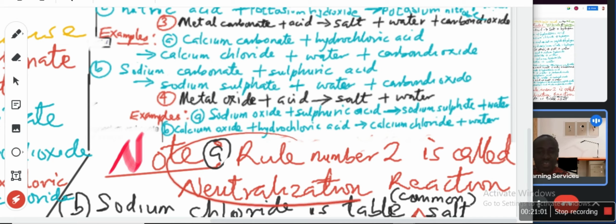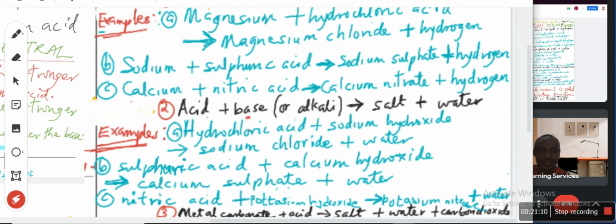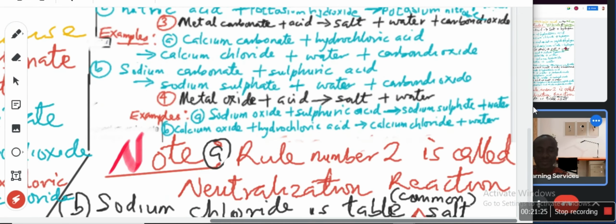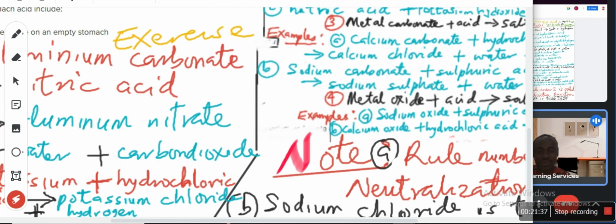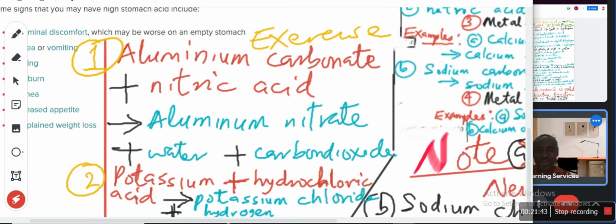By the way, this rule 2 we talked about up here, read out rule 2 again. Acid plus base equals salt plus water. This rule 2 is called a neutralization reaction, because acid is neutralizing base to give salt and water. Now sodium chloride is the table salt that we know. Sodium chloride is table salt, your common salt in the house.